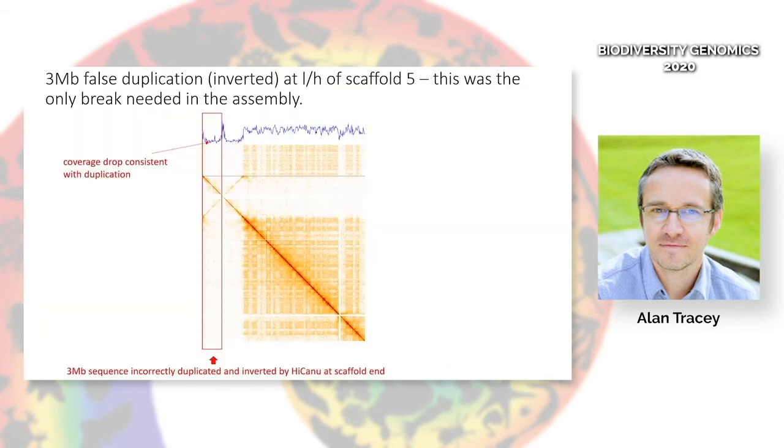As an aside, manual curation involved resolving a 3 megabase inverted duplication introduced at the Hifiasm assembly stage of the pipeline. Here you can see that the first 3 megabases of this chromosomal scaffold consists of an artifactual duplication which has now been removed.